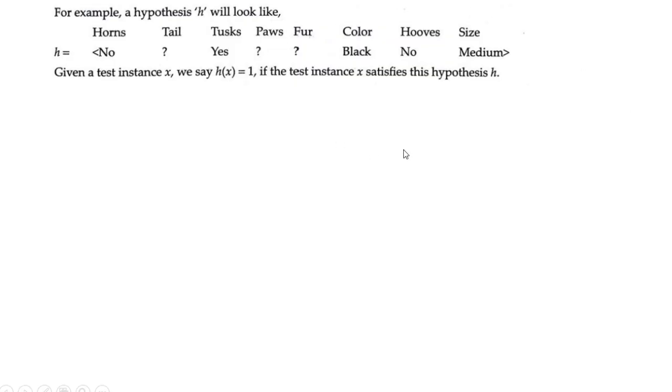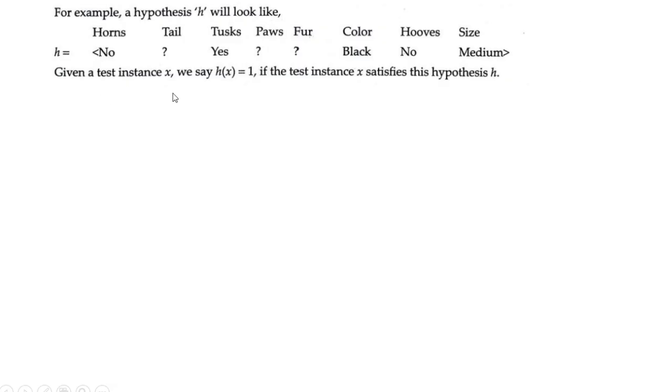Now let's take an example. So we saw just now that I had some 8 attributes and I had 5 training instances. So if I want to write a hypothesis, suppose I have written the hypothesis small h, that is a singular form of hypothesis, like this. So what I have written here is horns no, tail question mark. So that means it can take any value, right? Paws also it can take any value, fur also it can take any value. But black, no, s and no, these are the singular values. In this example there is no null value.